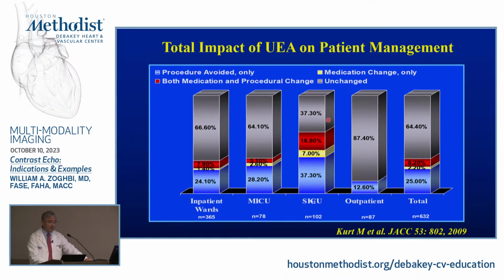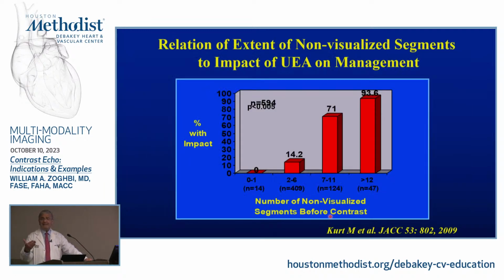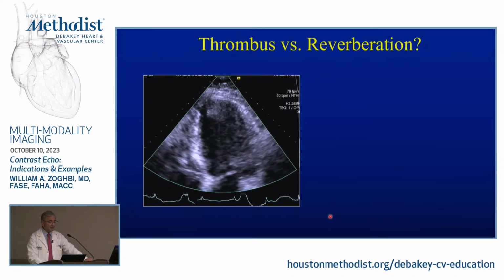So this is the overall impact on management. The vast majority in the surgical intensive care unit. Actually, the no impact is only in 37%. And the least impact, as you would expect, is in the outpatient setting, still about 12% or so. So this is all guided by what? By whether I can see endocardial motion, yes or no. And it made sense when I asked Dr. Kurt to say, why don't we look at the relationship of the number of segments that I can't see to the relationship of impact. And it certainly made a lot of sense. If I didn't see a lot, obviously my impact was much more.